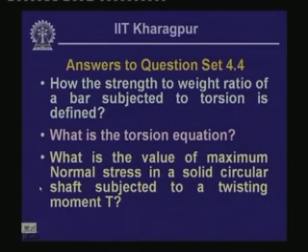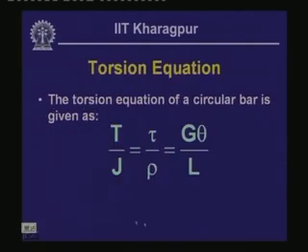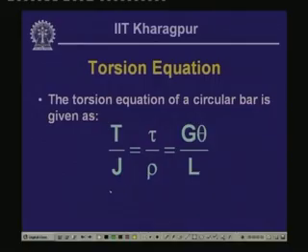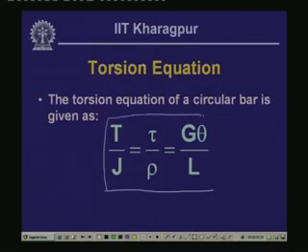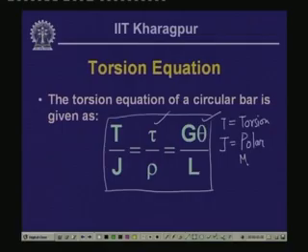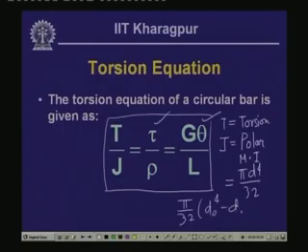Now, the second question is what is the torsion equation. After going through the module on torsion, you now know that the torsion equation is defined by this expression: T by J is equal to tau by rho is equal to G theta by L. Here T is the twisting moment or the torsional moment acting on the shaft, J is the polar moment of inertia, and as you have seen, for a solid section the polar moment of inertia is pi d to the power 4 by 32, where d is the diameter of the bar, and for a tubular section this becomes pi by 32 times d outer to the power 4 minus d inner to the power 4.